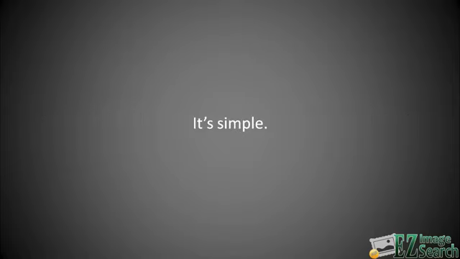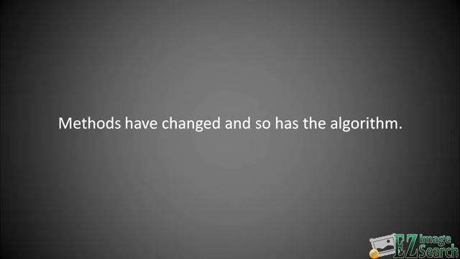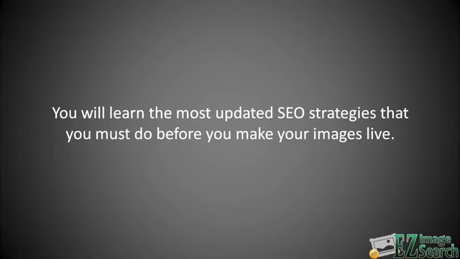Now, it's simple. You see, understanding what keywords are in demand and how to properly optimize your image before you make it live is what will help Google know where to categorize your image. So methods have changed and so has the algorithm. And if you're interested, you will learn the most updated SEO strategies that you must do before you make your images live.